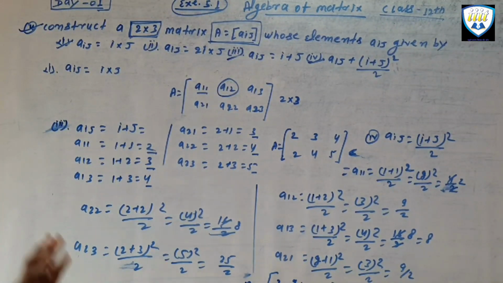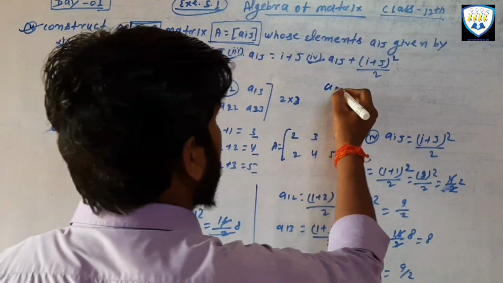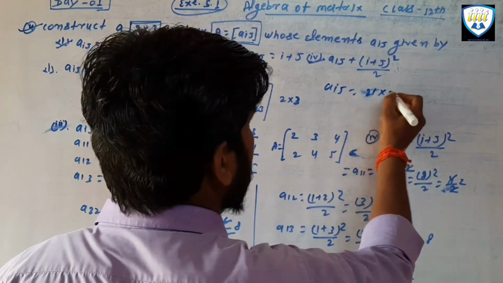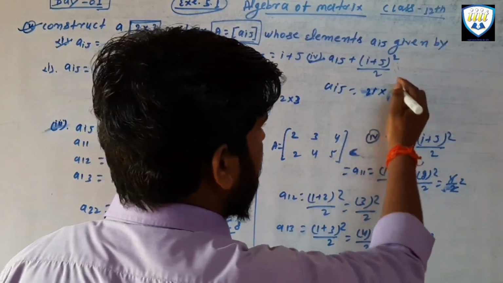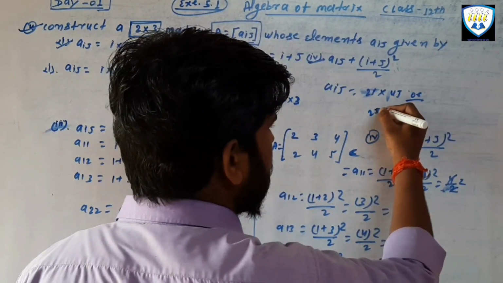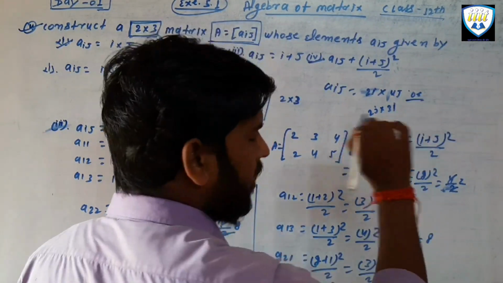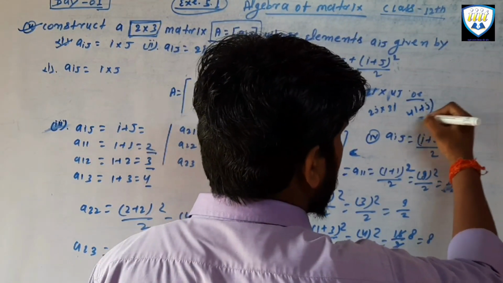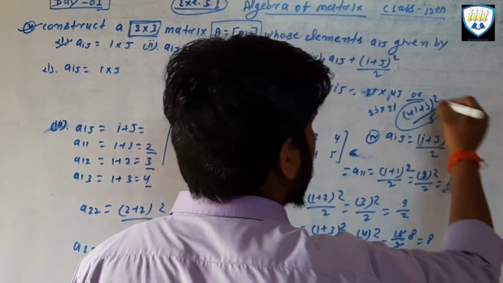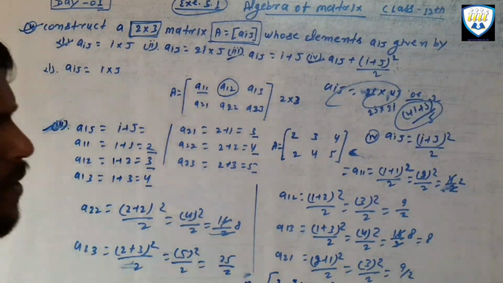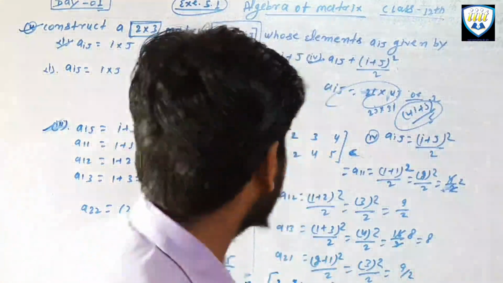As an example, Aij equals 2ij into 4j, and 2j into 3i, and (4i plus j) square upon 5, anywhere. This method, anywhere. Only this method. 3, 4. Any doubt? And again number 5.